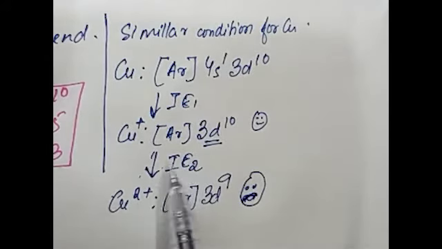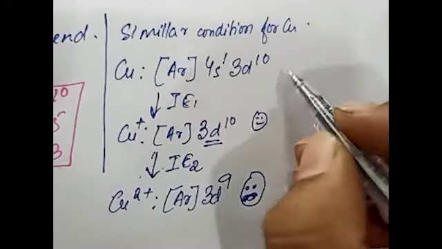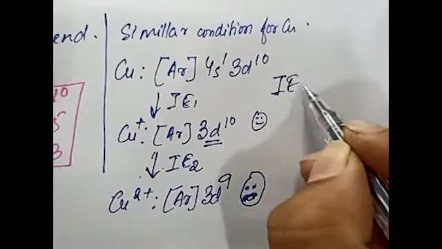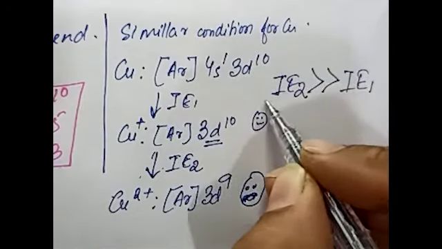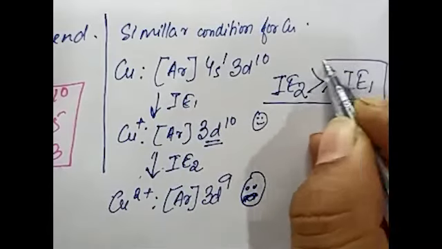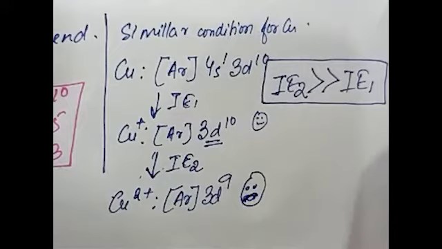Okay, so generally IE2 is very, very high compared to IE1. So what you can write is the value of IE2 is very, very high compared to IE1. Abnormal increase of ionization energy 2 compared to IE1. Fine. Only on the basis of stable configuration, we can say something very similar.